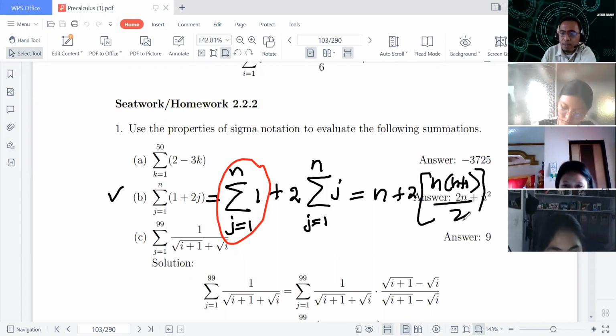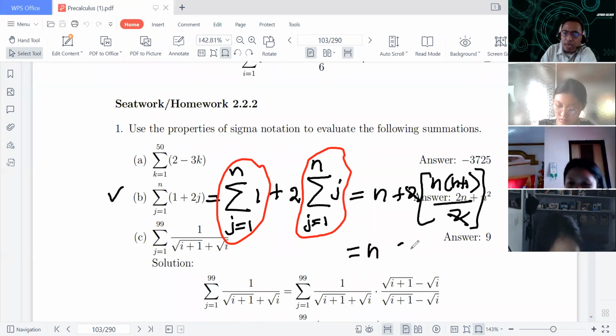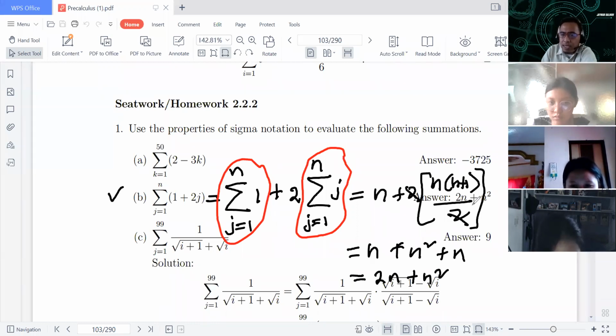Do you agree that this will be the formula for this? I will make it in red. Agree, sir. So the 2 will be cancelled out, right? So it will be n. You can distribute the n in each term, so it will be n squared plus n. You can combine like terms, so it can be written as 2n plus n squared. And that is exactly the same as the answer, right?